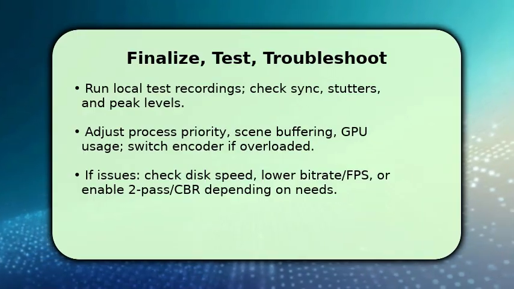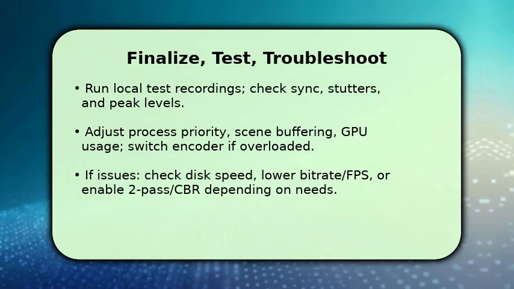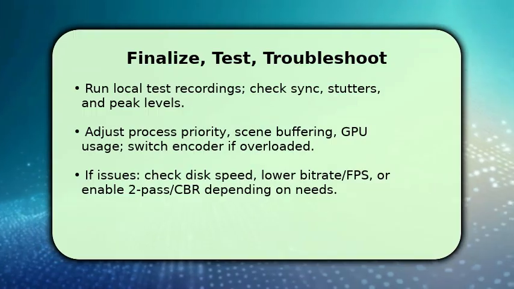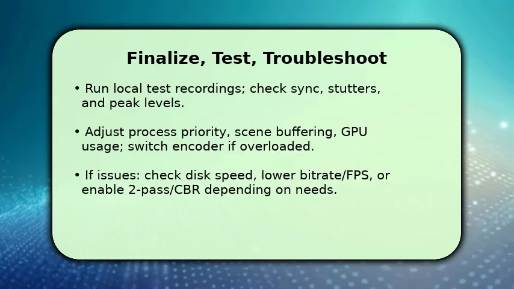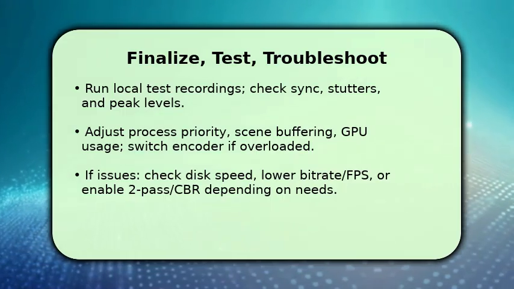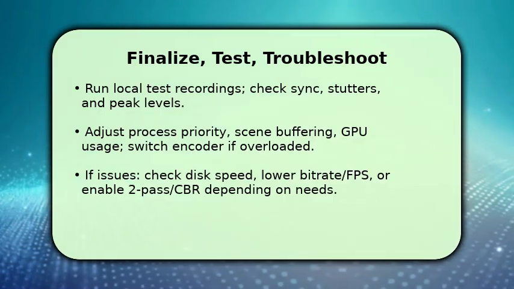If OBS or your system struggles, raise OBS process priority, enable scene buffering, or shift workload to GPU by changing encoder. If problems persist, check disk write speed, lower bitrate or FPS, or try 2-pass encoding for better fidelity. Remember, if audio lags, resample rates and filters are the first places to look.